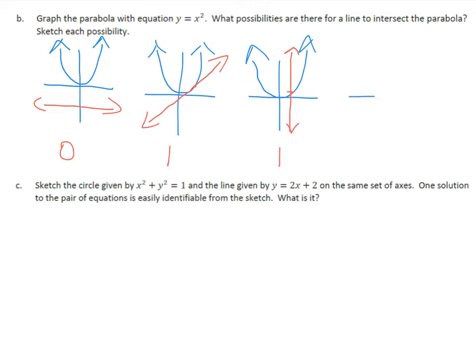And the last case is if the line goes directly through the parabola, which means it will hit it twice. So those are the four possibilities for a parabola and a line. And let's take a look at question C now.